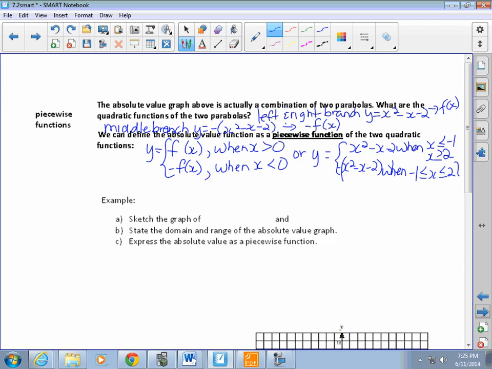Okay, so let's try this for another one. We're going to sketch the graph of y is equal to the absolute value of 2x squared plus 3x minus 9. Now I said I was going to show you another way to do this without completing the square, so I'll do both here. So first thing we have to do is sketch the graph of 2x squared plus 3x minus 9.